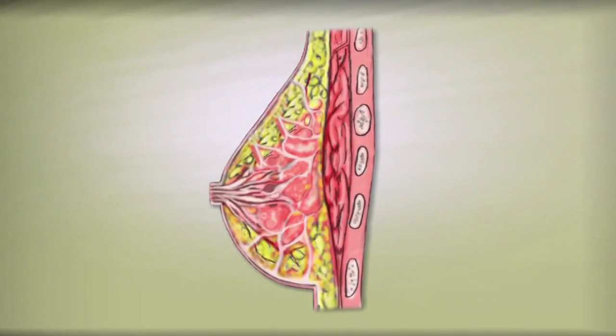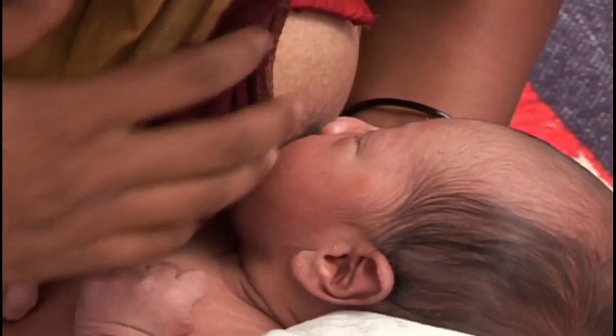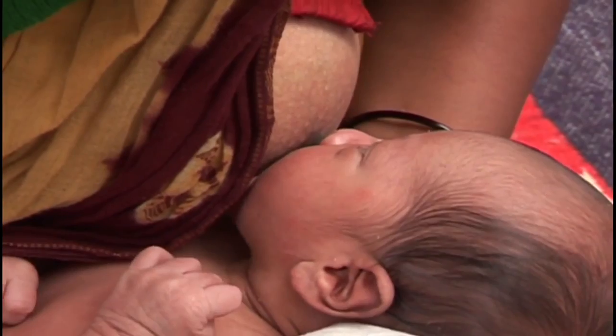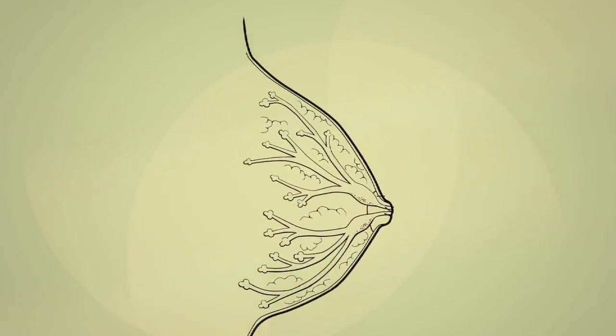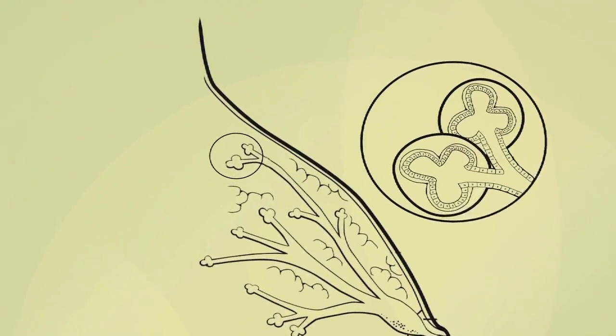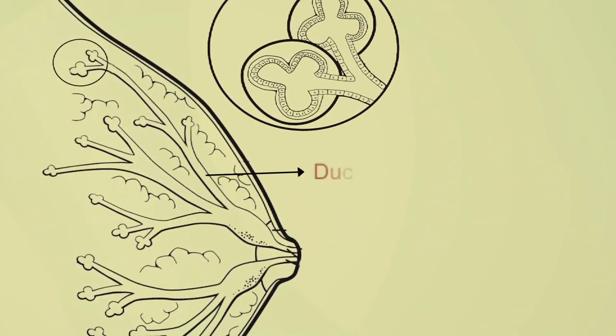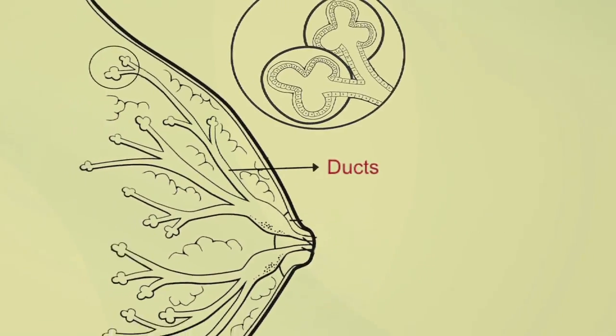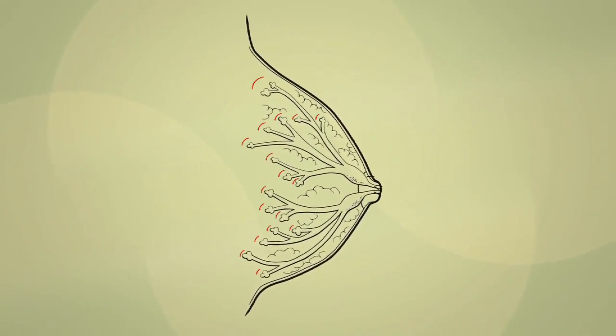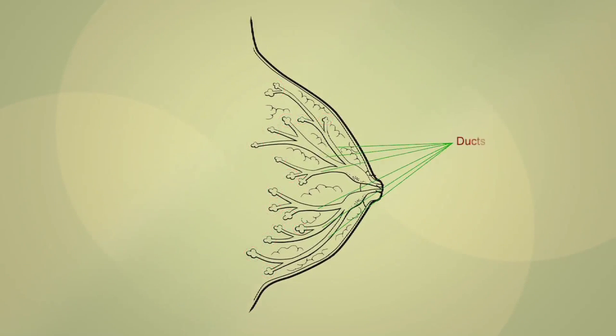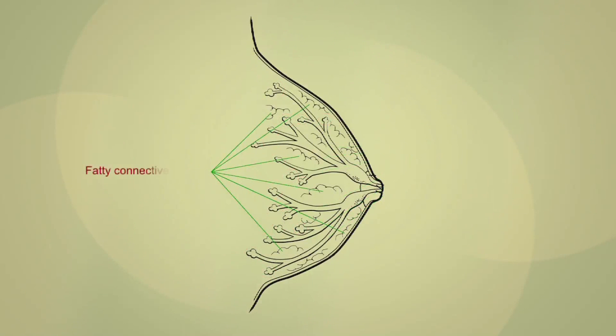Inside the breast are glands that produce and release milk after a woman has a baby. The glands that make the milk are called lobules, and the tubes that connect them to the nipple are called ducts. The breast itself is made up of lobules, ducts, and fatty connective tissue.